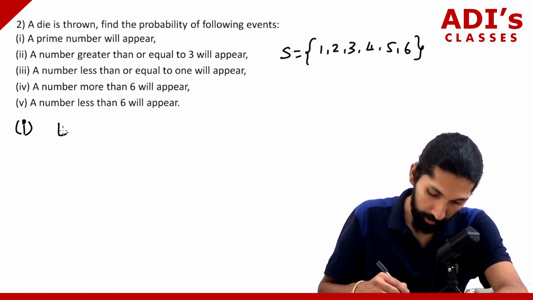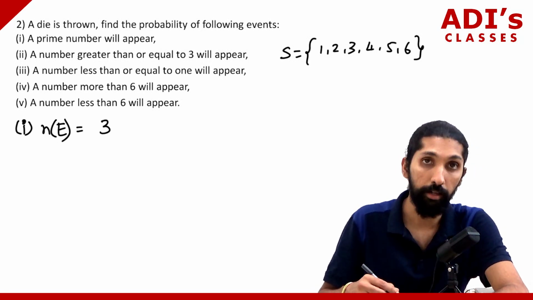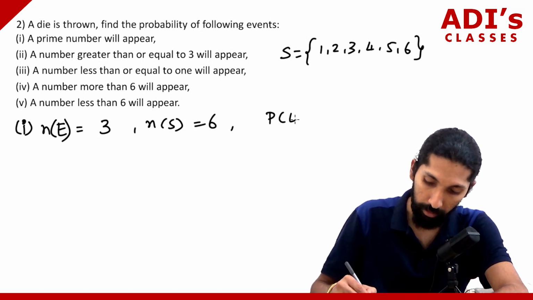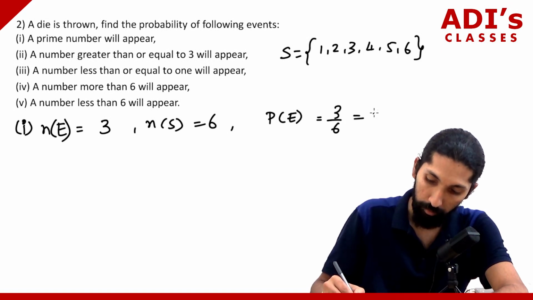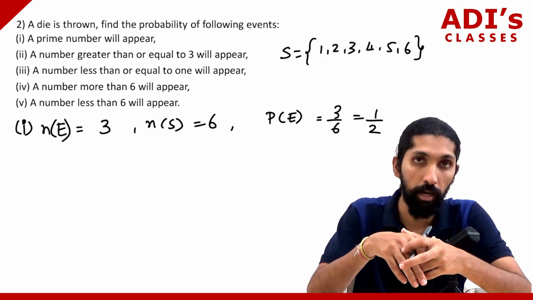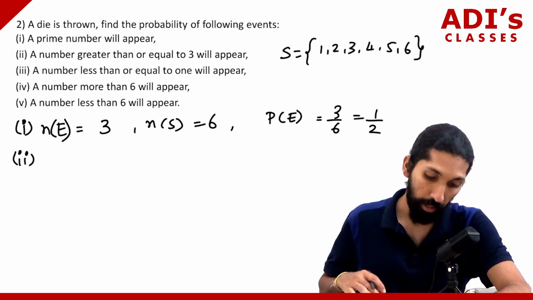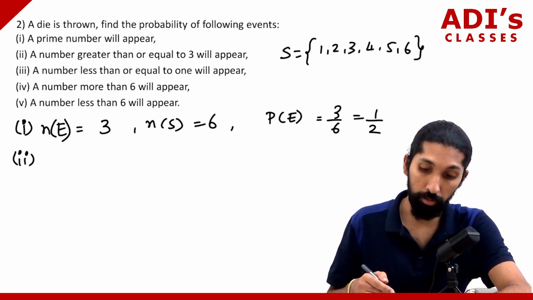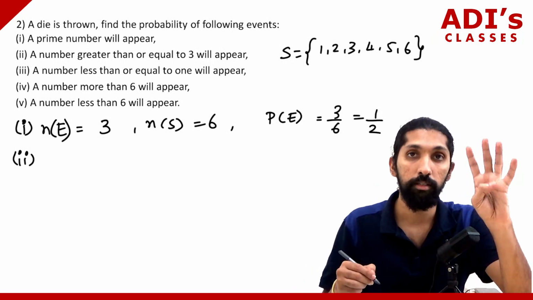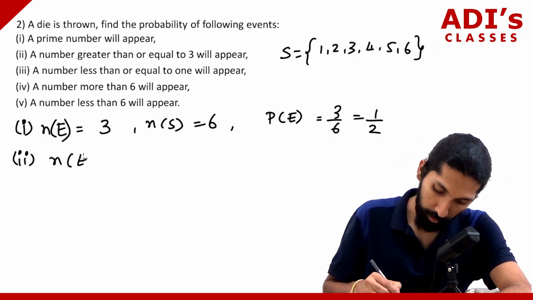So we can say N of E is equal to 3 numbers. Correct? And N of S is equal to 6. So P of E is equal to 3 by 6, which is 1 by 2. So the probability of having a prime number is going to be half. All right, next, second one. A number greater than or equal to 3 will appear. Greater than or equal to 3. So how many numbers? 3, 4, 5 and 6. There are 4 numbers. So N of E becomes 4.